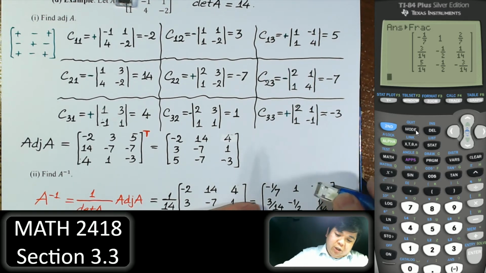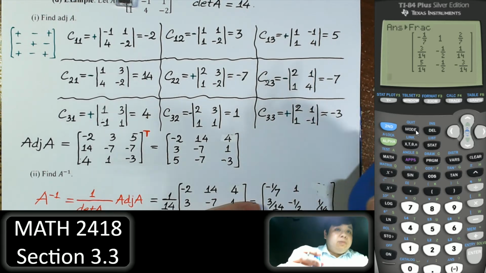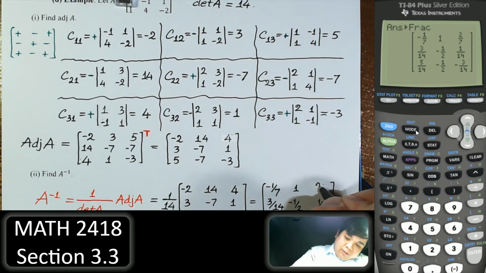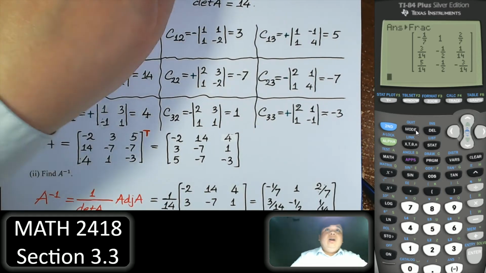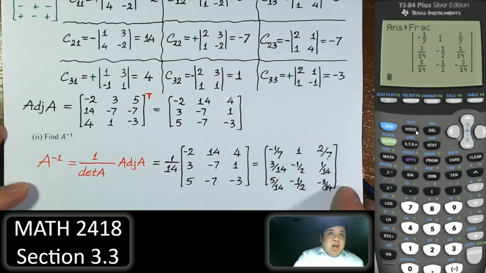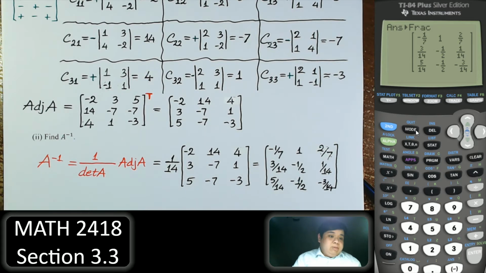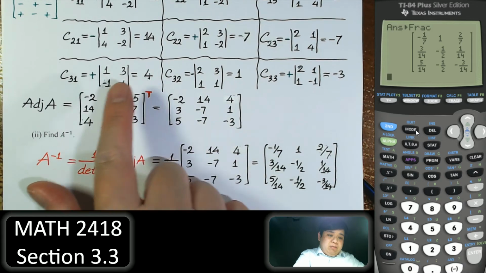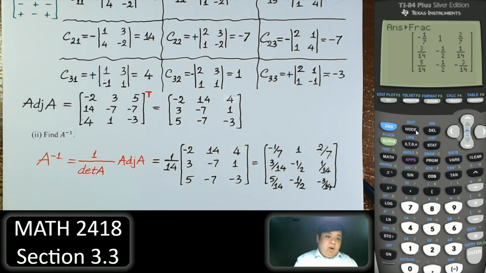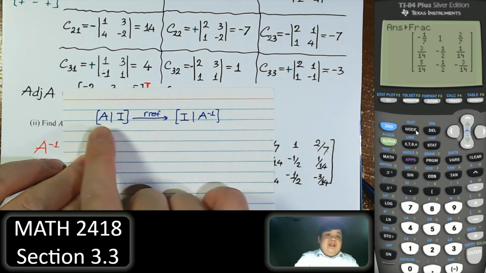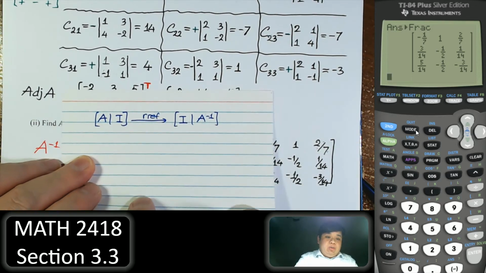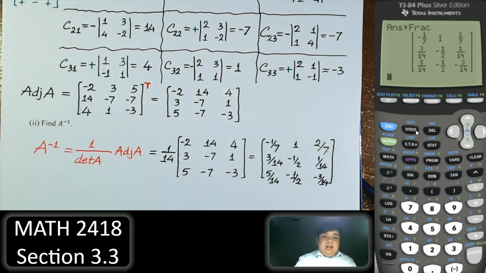4 over 14 is 2 over 7. So that certainly works, but it takes a lot of work. And of course, we have to pay attention and make sure everything is correct. So that's why I don't recommend doing it this way. The best way to find the inverse is a calculator, but if we have to do it by hand, we use row reduced echelon form. It's still the best algorithm we have.